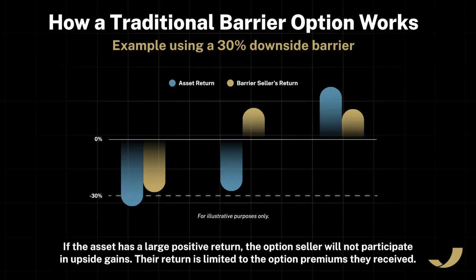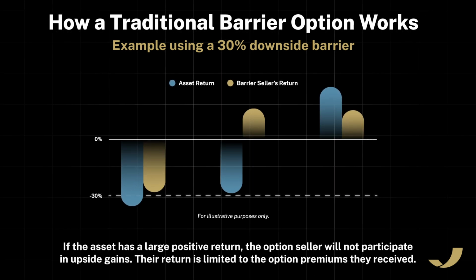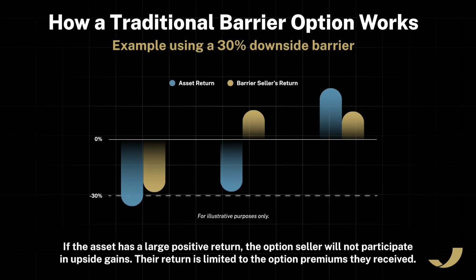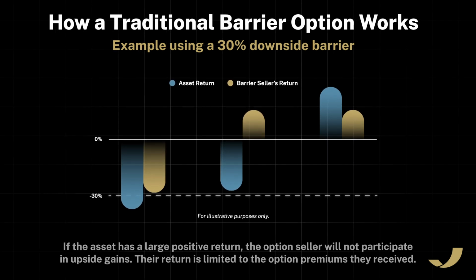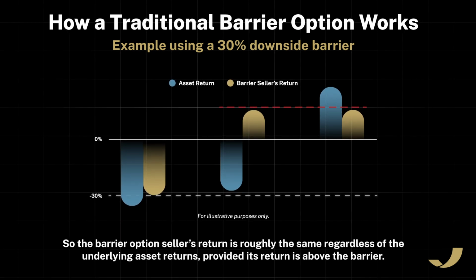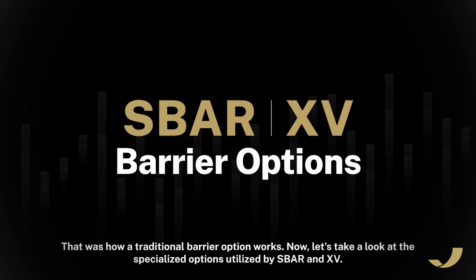If the asset has a large positive return, the option seller will not participate in upside gains. Their return is limited to the option premiums they received. So the barrier option seller's return is roughly the same regardless of the underlying asset returns, provided its return is above the barrier. That was how a traditional barrier option works.